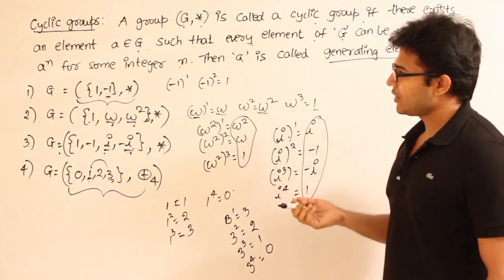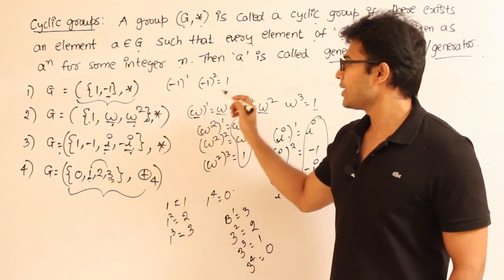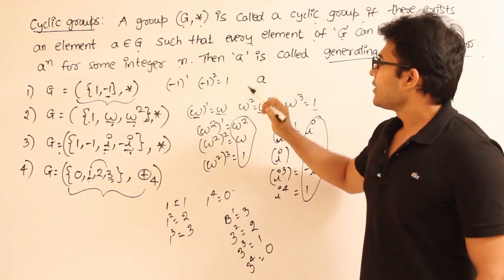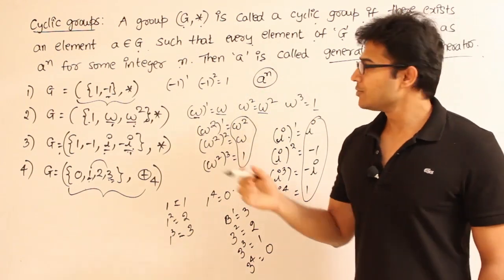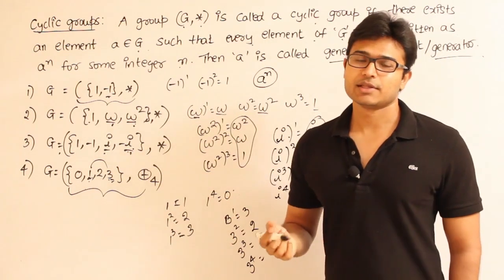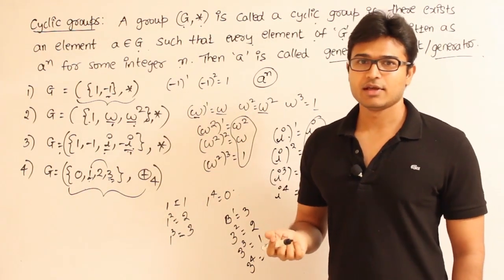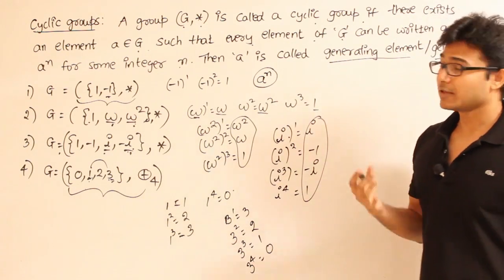Okay, so what I mean to say is you should be able to find an element a, and if you keep on raising it to some integer power, you should keep on getting all the elements of the group. Then such an element is called a generator, and it has various applications in other fields.